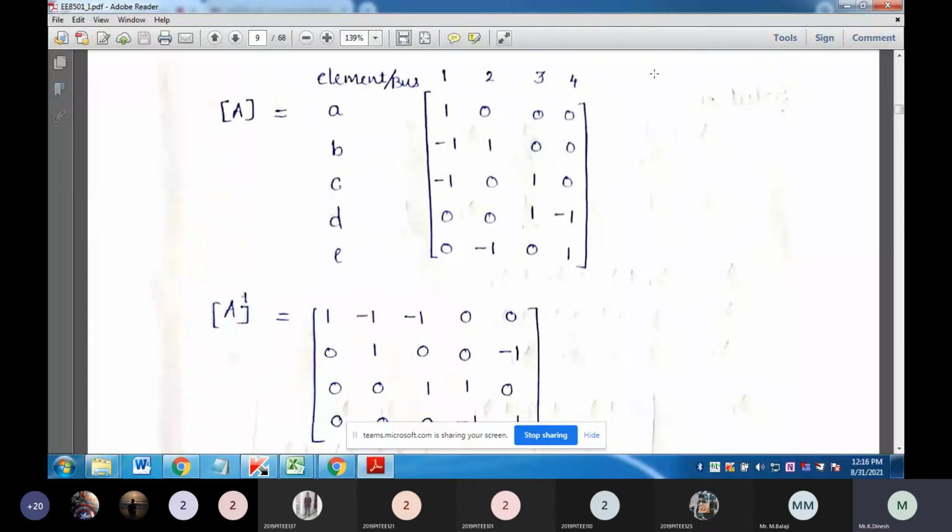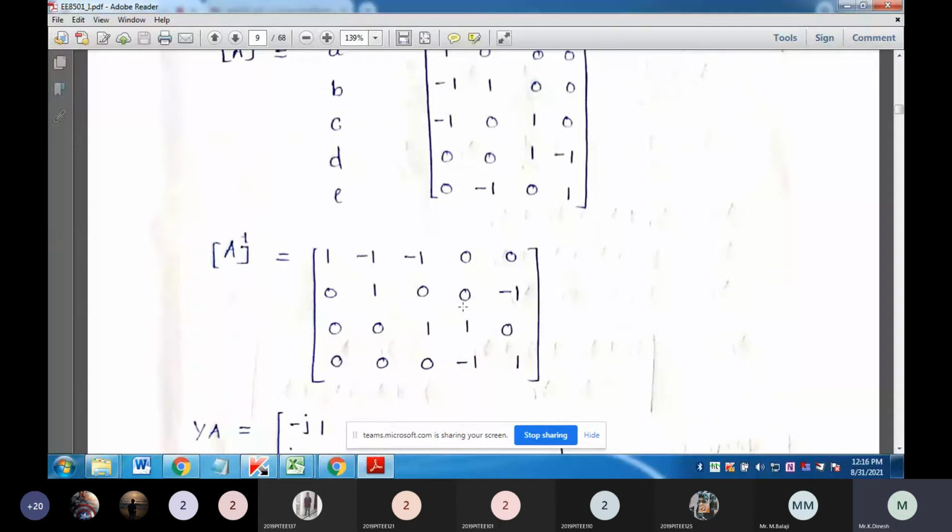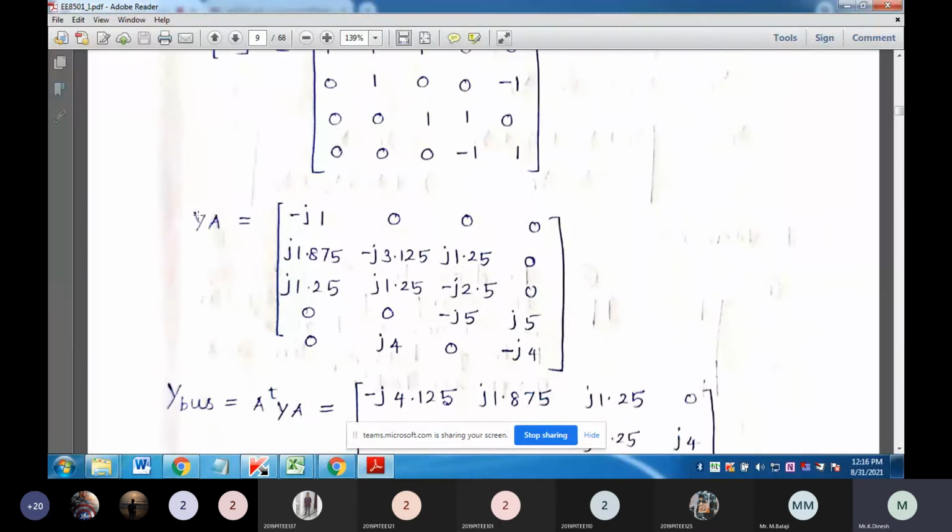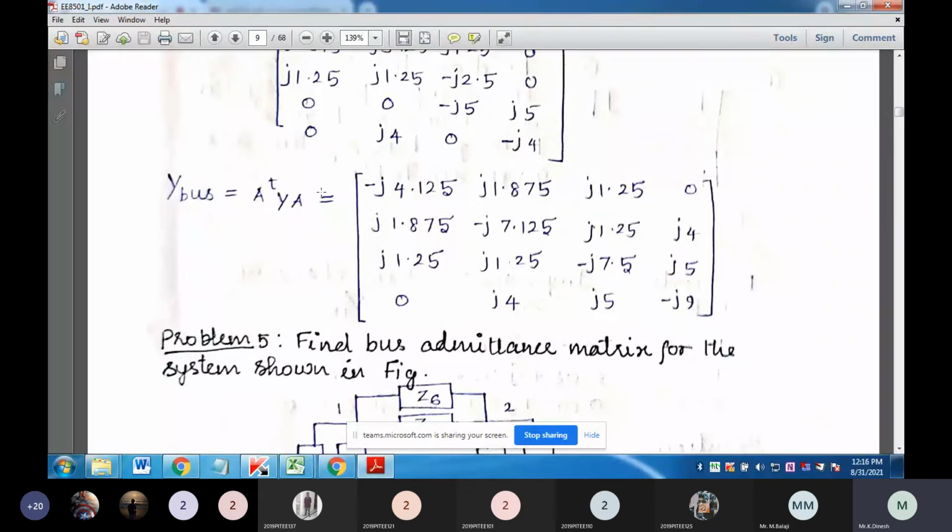So I am just taking the transpose of this matrix, so rows are interchanged with your columns. So 1 minus 1 minus 1 0 0, 0 1 0 0 minus 1, 0 0 1 1 0, and 0 0 minus 1 1. So now you have to multiply my Y matrix with the A matrix. If you are multiplying, you may get a 4 cross 4. This 4 cross 4 multiplying with your A transpose. That is the final solution.